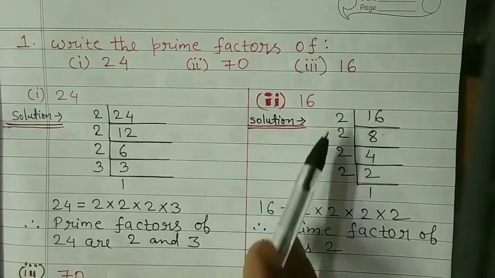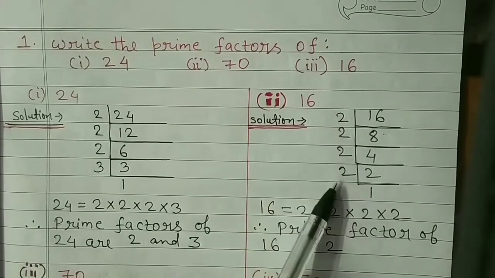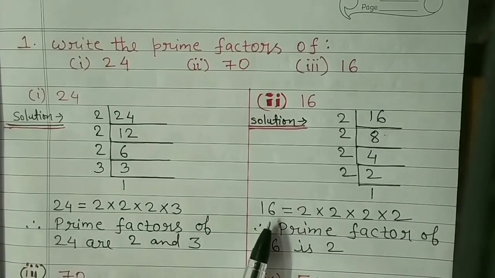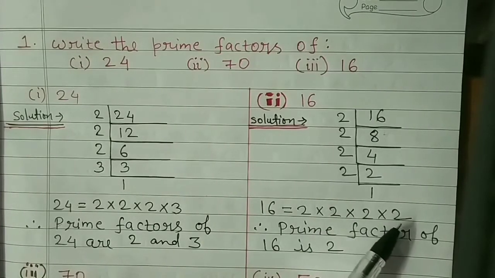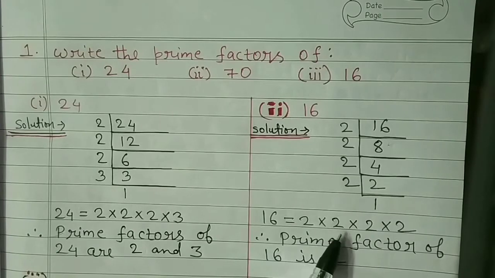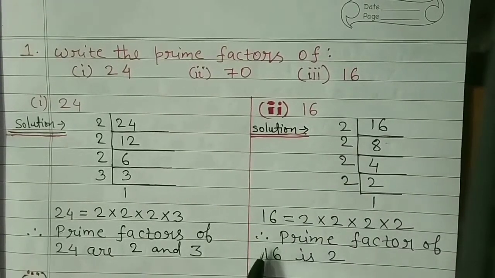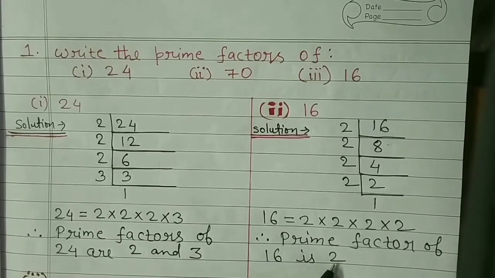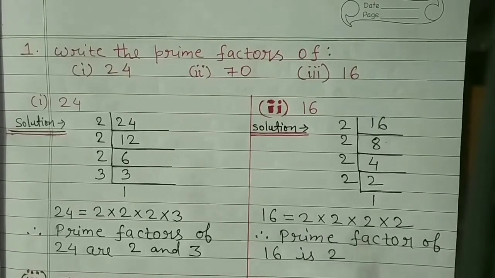Okay? So, now, these are the prime factors of this number 16. So, I have written here 16 equal to the multiplication of these numbers 2 into 2 into 2 into 2. So, as we can see here that the prime factorization of 16 is equal to 2 into 2 into 2 into 2. So here we can see in this line only one prime number is here, that is the prime number 2. Okay? So the prime factor of this 16 is 2. So I have written at the last, therefore prime factor of 16 is 2. Okay? The prime factor of 16 is only 2, because in this line, only the prime number 2 is here.